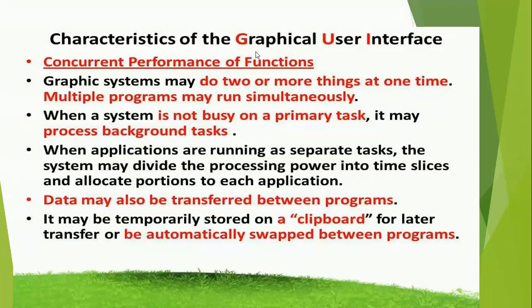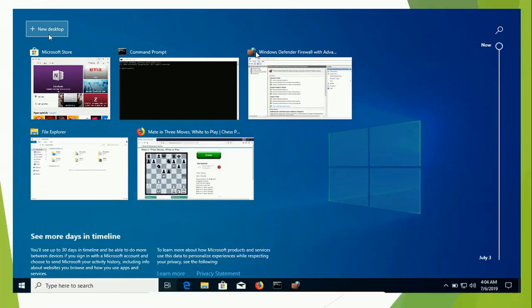When the applications are running as separate tasks, the system may divide the processing power into time slices and allocate portions to each of the applications. Data may also be transferred between programs. It may be temporarily stored on a clipboard for later transfer or automatically swapped between programs. So data may be temporarily stored on the clipboard, or sometimes it may be swapped between the programs also. So let us see how multiple programs will be running on a normal graphical system. An example for concurrent performance in the graphical system.